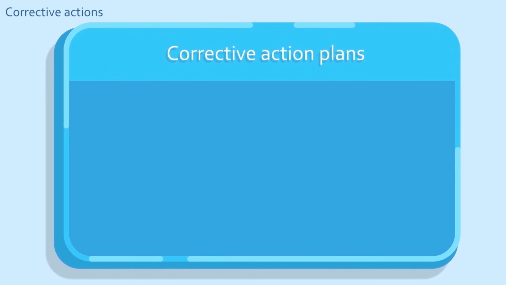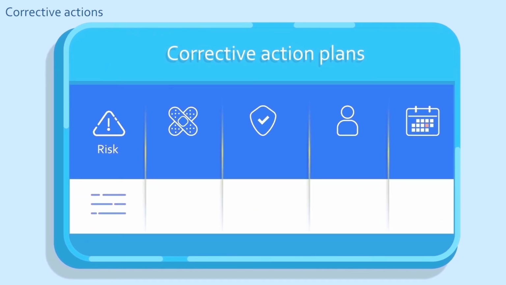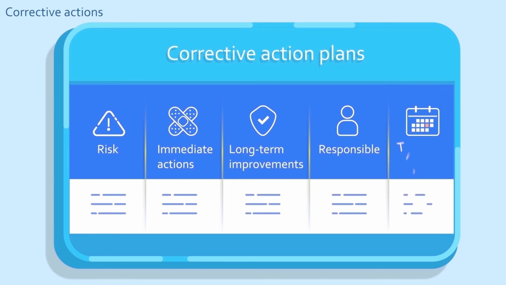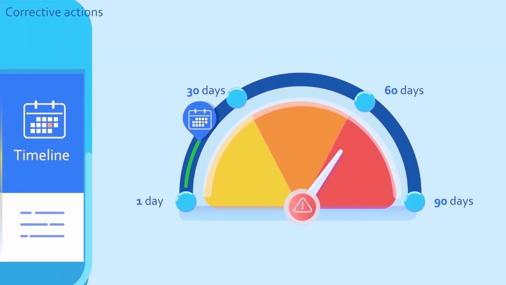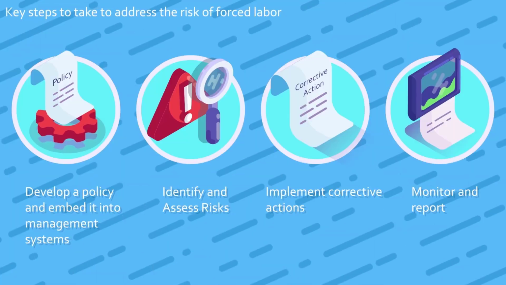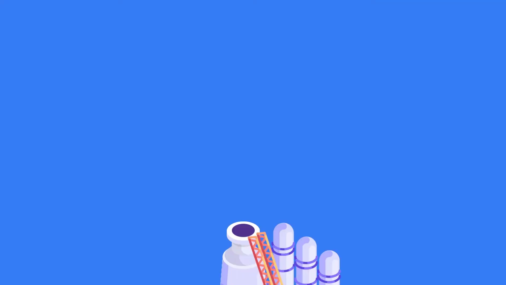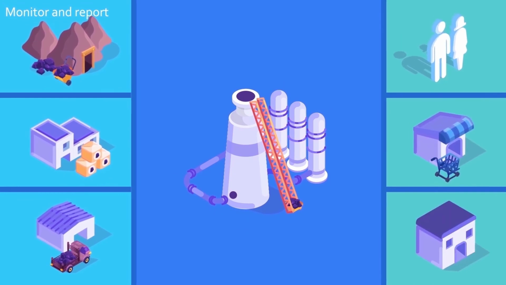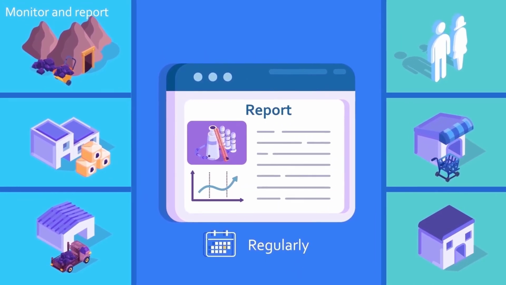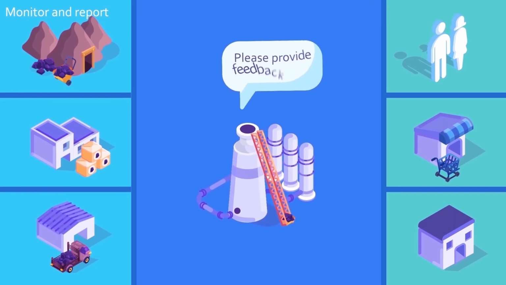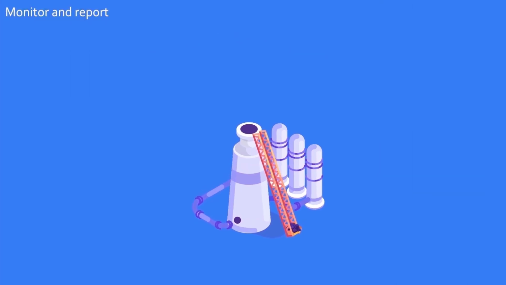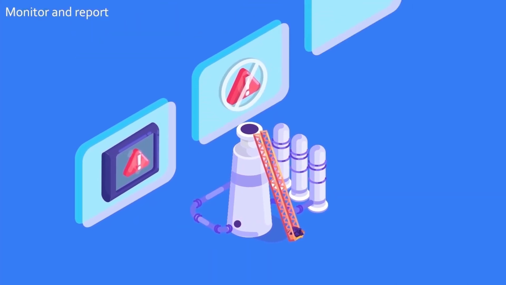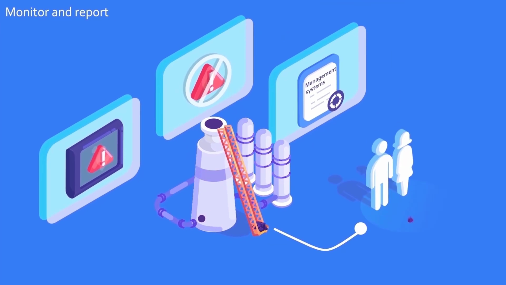If there are confirmed incidents, you'll need to develop corrective action plans. Prepare immediate actions and long-term improvements to avoid similar incidents in the future. The timeline for each corrective action depends on the severity of the incident. To build trust with workers and stakeholders, regularly report on your progress, both publicly and internally. Encourage stakeholders to provide feedback on your progress. Their feedback can improve your ability to identify, manage, and improve your management systems to prevent forced labor.